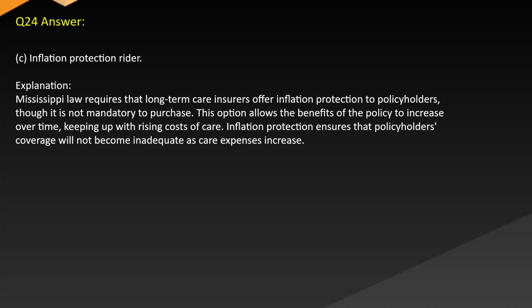Answer: C. Inflation protection rider. Explanation: Mississippi law requires that long-term care insurers offer inflation protection to policyholders, though it is not mandatory to purchase. This option allows the benefits of the policy to increase over time, keeping up with rising costs of care. Inflation protection ensures that policyholders' coverage will not become inadequate as care expenses increase.